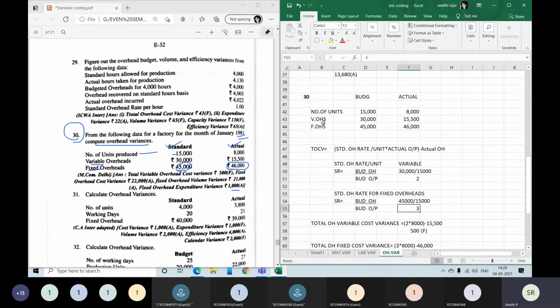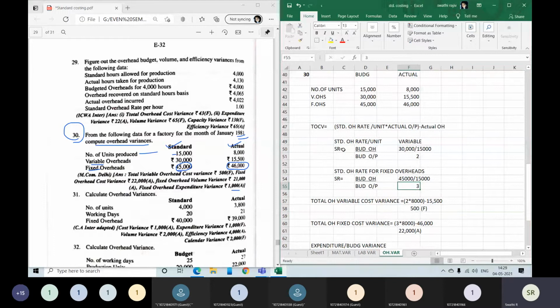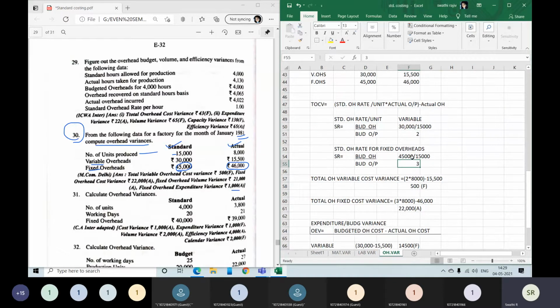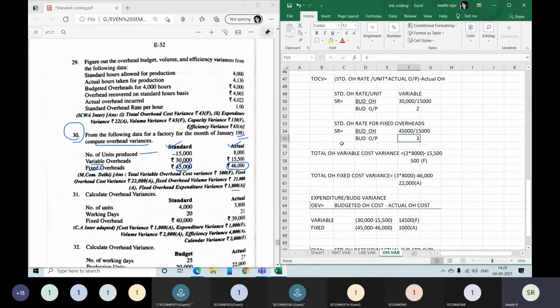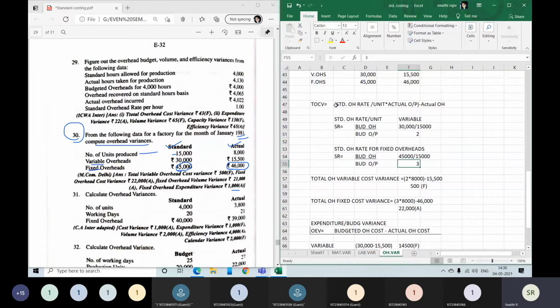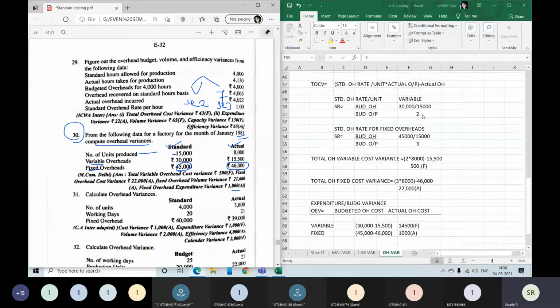All right. Whenever these are given, find them out, and then it becomes very easy, because almost all the formulas will have your standard overhead rate per unit. You have to apply that and then do your formulas. Like the first one, what is the formula? Total overhead cost variance: you are dividing it into two parts, variable and fixed. What is the only thing that will differ here? Your standard rate. It is 2 for variable, and the standard rate for fixed was 3. The rest of the formula is the same: standard rate per unit into actual output, minus actual overhead.